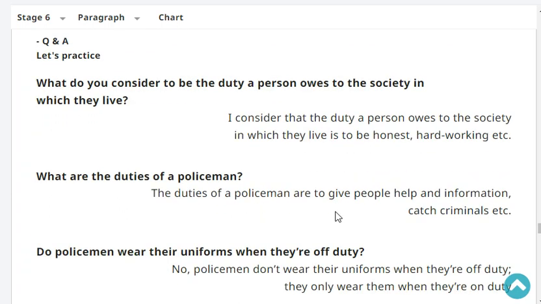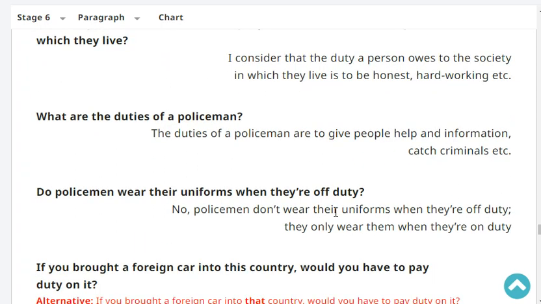What do you consider to be the duty a person owes to the society in which they live? I consider that the duty a person owes to the society in which they live is to be honest, hardworking, etc. What are the duties of a policeman? The duties of a policeman are to give people help and information, catch criminals, etc.